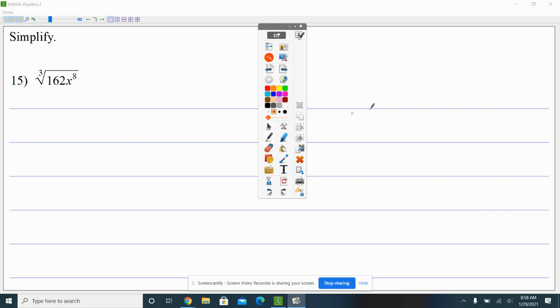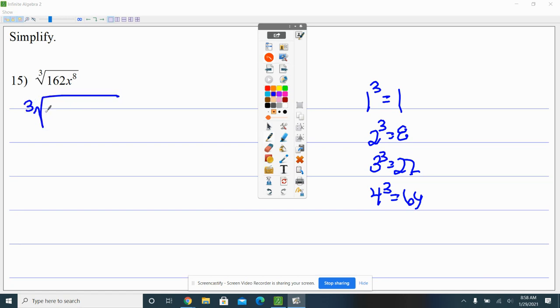Let's try this one. Again, it's a perfect cube, so you need a perfect cube list. What goes into 162? 6 and 27. So that is going to be 27 times 6. Now, what about the x to the 8th? Well, there are two different things you could do. You could change the x to the 8th to x to the 3rd, x to the 3rd, x squared, and you could take the cube root of that.